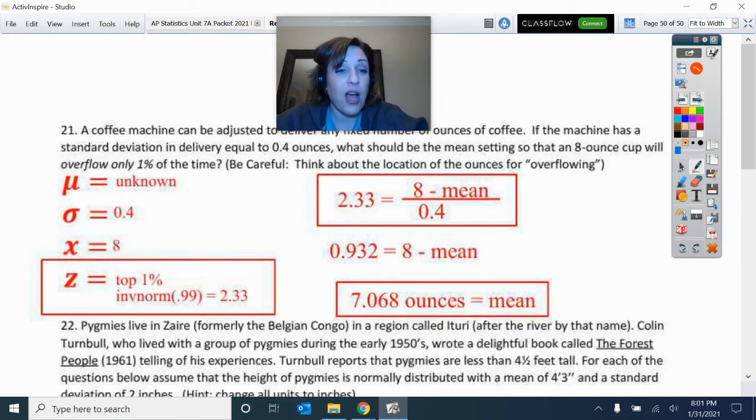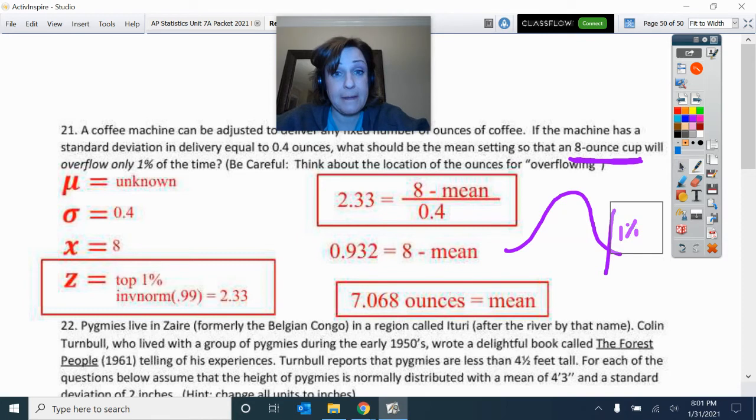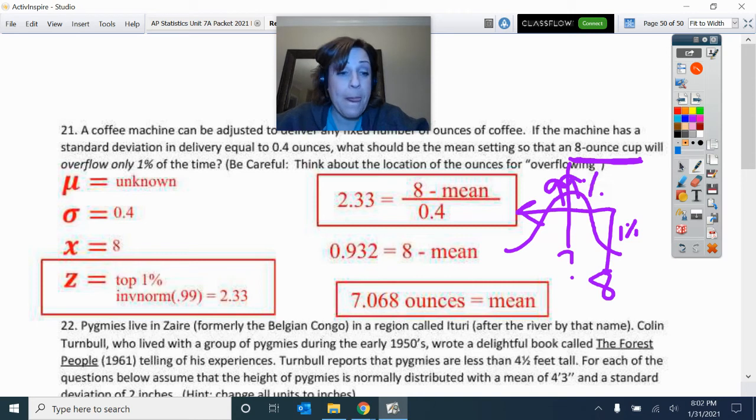All right. Now, the coffee machine is calibrated so that an 8-ounce cup will only overflow 1% of the time. So that means that's the top 1% is at an 8-ounce cup. So the question is asking, where should that mean calibration be set? Where should the machine be set so that 99% of the cups do not overflow? And so that's how we get that inverse norm of 0.99.